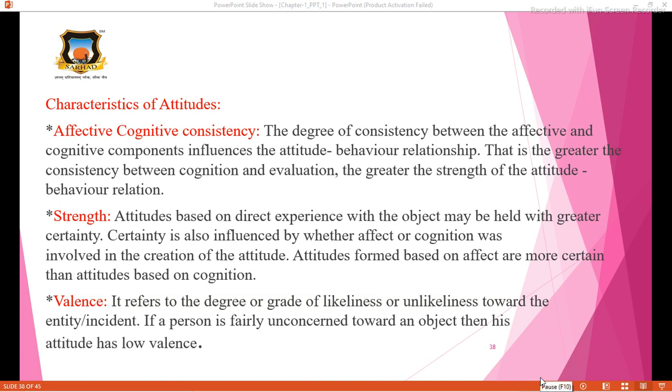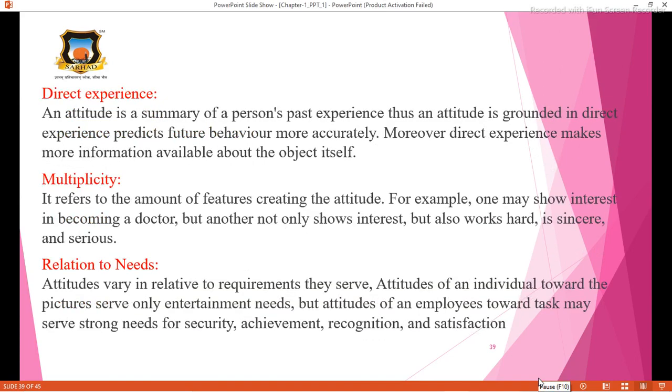Next is valence. It refers to the degree or grade of the likeliness and the unlikeliness towards a certain entity or incident. Next is direct experiences. The attitude is a summary of a person's past experience. Thus, an attitude grounded in a direct experience predicts the future behavior more accurately. Moreover, direct experience makes more information available about the object itself.